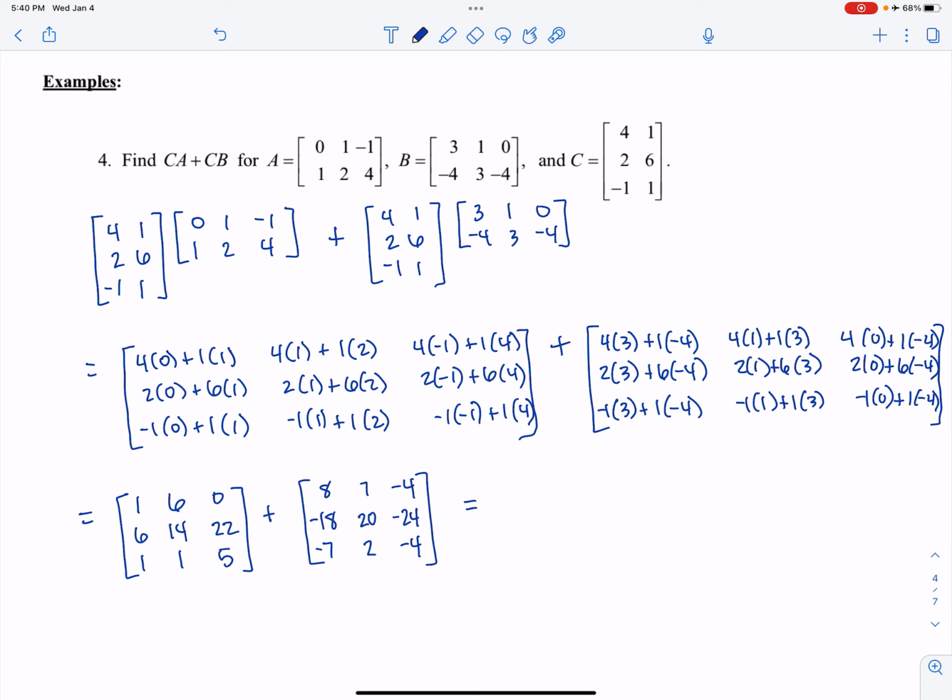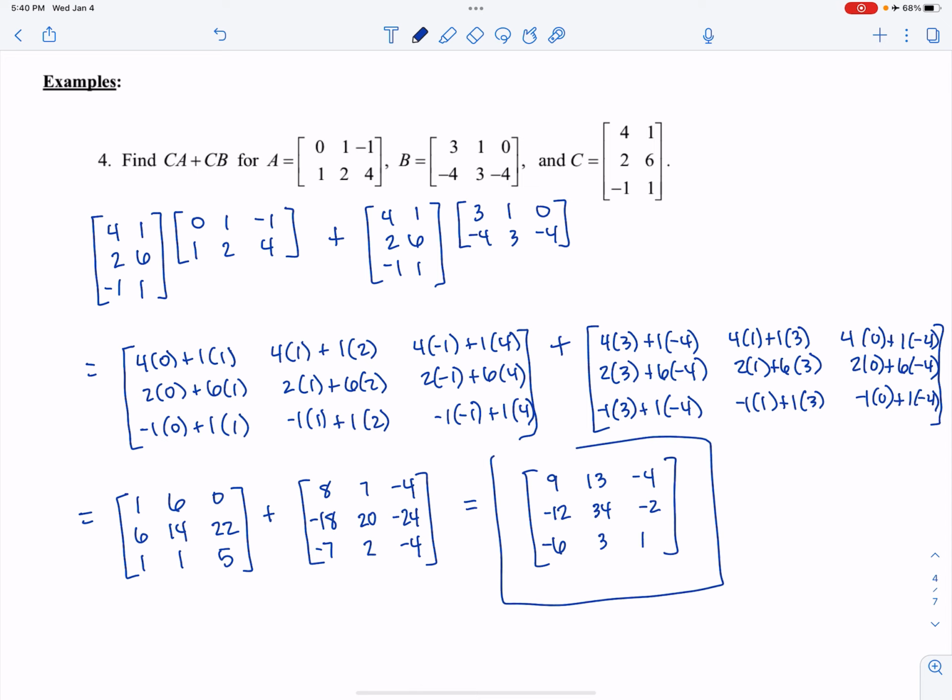Adding these together, we end with 9, 13, negative 4, negative 12, 34, negative 2, negative 6, 3, 1. And that is our final answer.